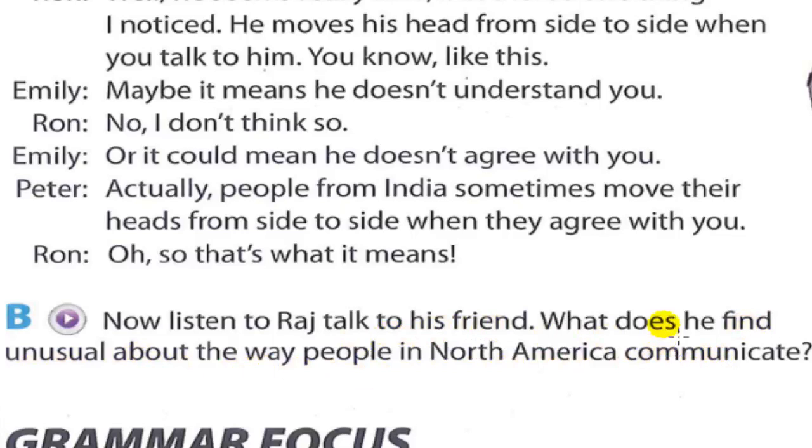So how are things at school, Raj? Oh, pretty good, actually. Do you find it easy to communicate with people? Most of the time. Though there are some things I find a bit unusual. For example, the way that people end a conversation. You know, they'll say things like, "Hey, let's get together soon." At first, I thought that they were inviting me to do something. But then I realized it's just a way of saying goodbye. It's not really an invitation at all. It takes a bit of getting used to.